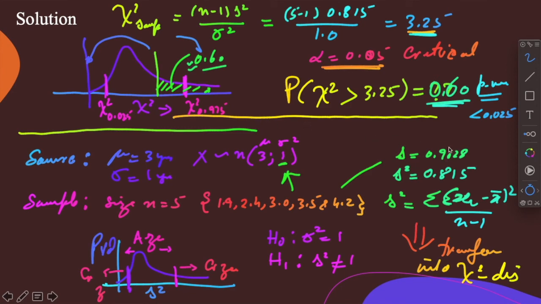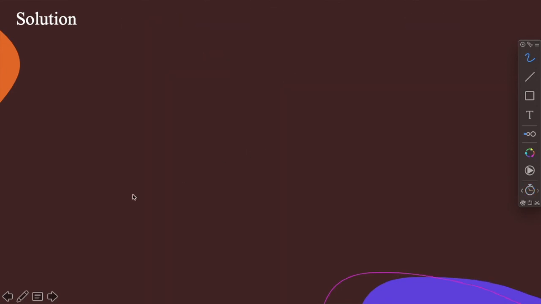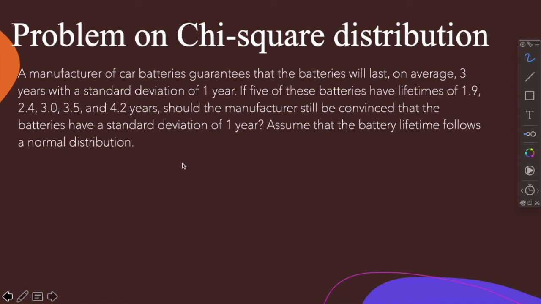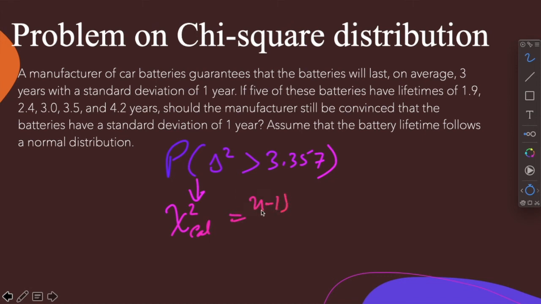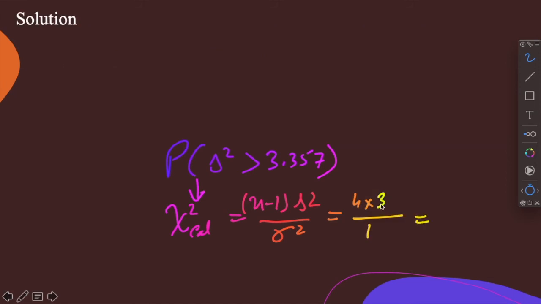From the same problem, suppose I want to know what is the probability that the sample variance will be more than 3.357. In this case, we will calculate chi-square calculated, which is n minus 1 times S square upon sigma square. So this is 4 multiplied by 3.357, that will give us a value of about 13.